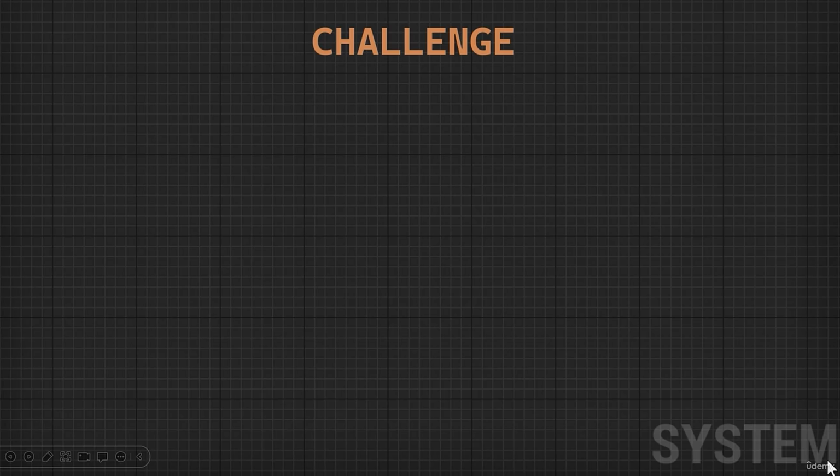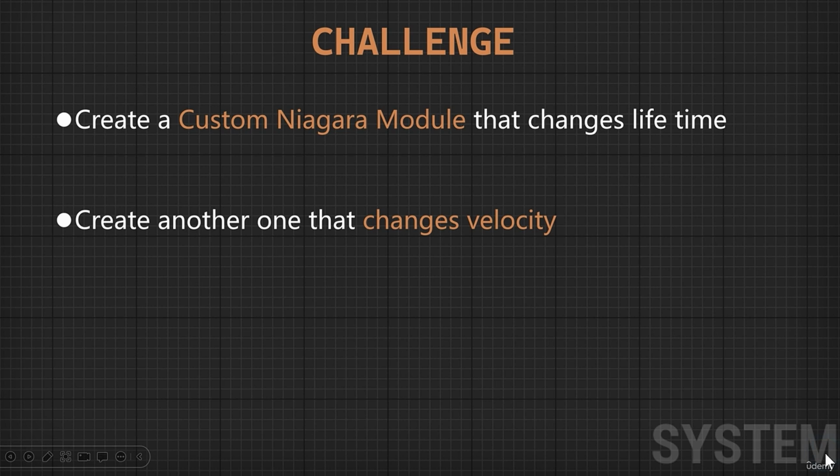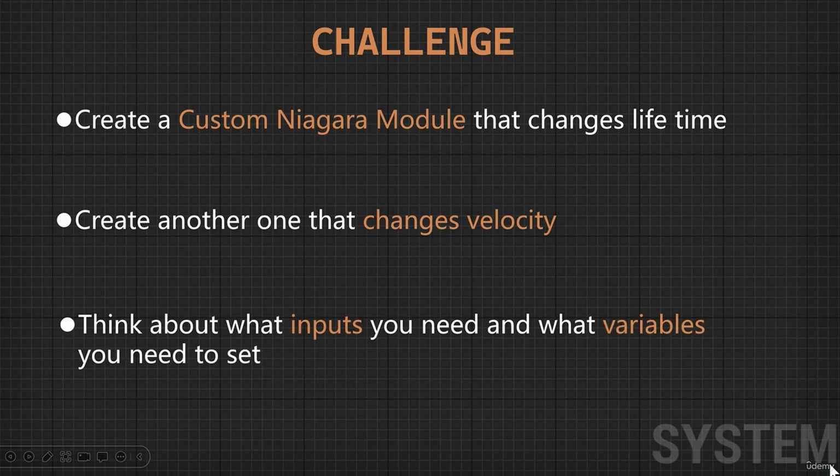The challenge is, same as I did, I'd like you to create a custom Niagara module that changes lifetime. If you still feel a bit lost about parameter map and namespace, feel free to refer back to the video for help. And after this override lifetime module, I'd like you to create another one, and I want this one to directly change the particle's velocity. In order to achieve this, think about what function inputs you need and what variables inside of the parameter map you need to set. Alright, pause the video now and give this a go. I'll come back if you need help.